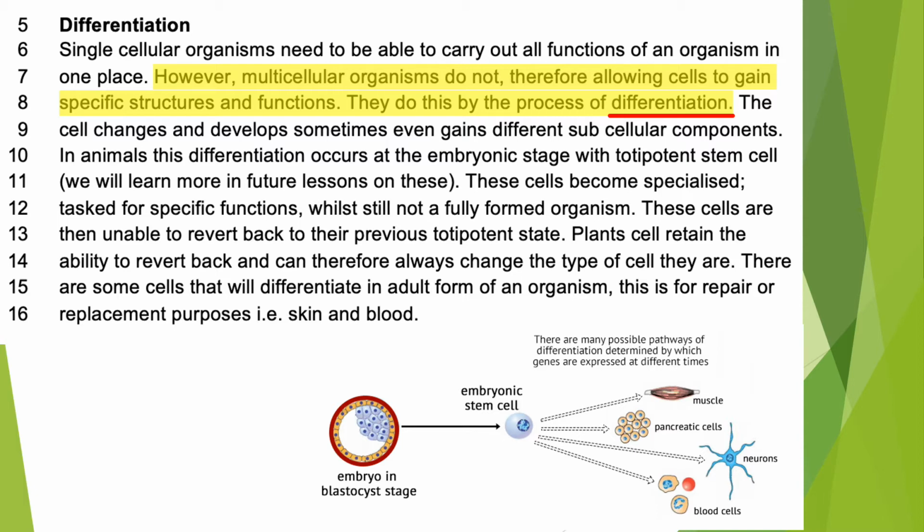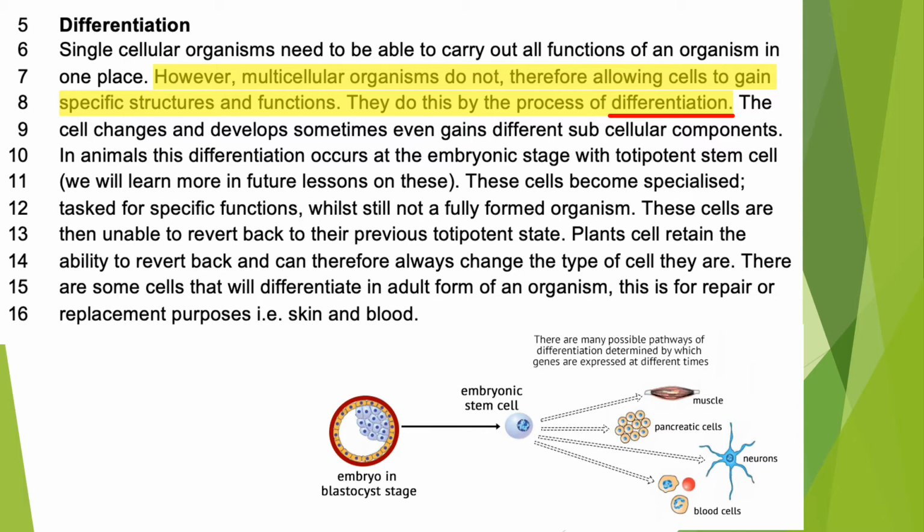The cell changes and develops, sometimes even gains different subcellular components. In animals, this differentiation occurs at the embryonic stage with totipotent stem cells. And it says in brackets there, we will learn more about this in future lessons. So that term, totipotent, I'm not going to have you underline or highlight right now because we're going to visit that in lesson 6 when we go into depth about stem cells. But so far, as long as you understand that differentiation is the process, the actual change that happens when cells gain specific structures and functions.